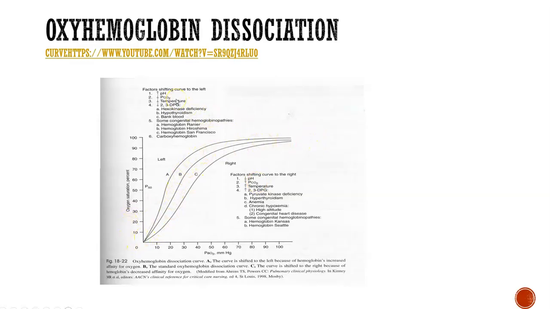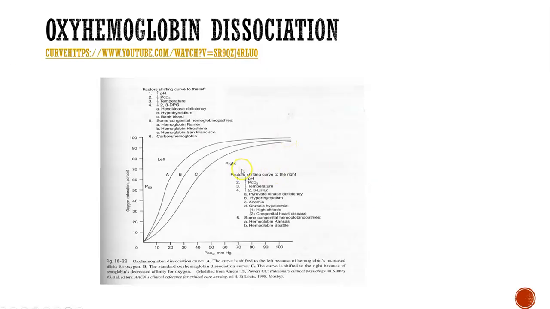So factors that shift the curve to the left are going to include an increase in pH, a decrease in CO2, a decrease in temperature, or we can have decreases, so we can have hypothyroidism, a hexokinase deficiency. We can have banked blood, some congenital problems can also cause shifts.